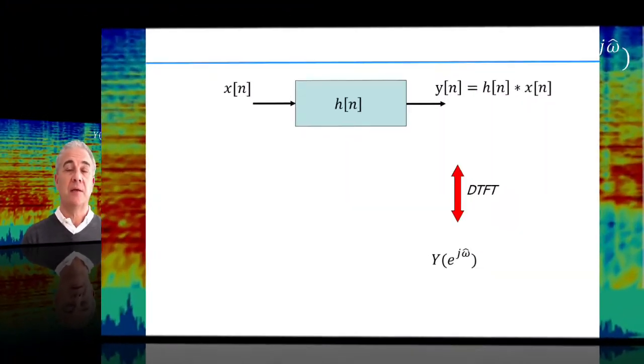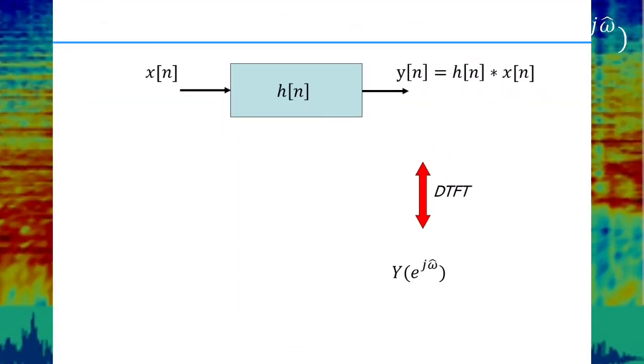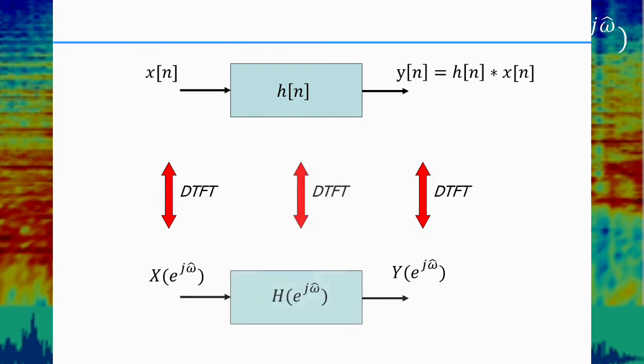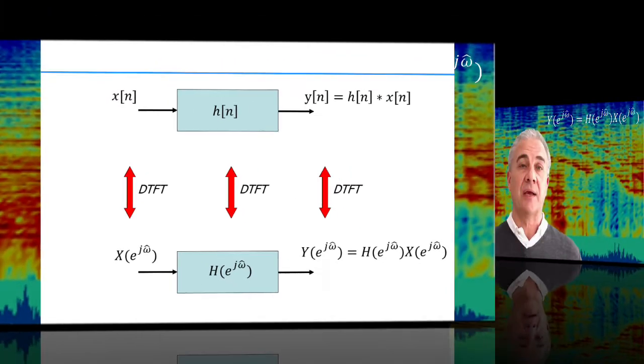Let me say that again in normal language. The DTFT of the output signal is the product of the DTFT of the input signal and the DTFT of the system's impulse response, that is, its frequency response. Or even more simply, we can calculate a time domain convolution in the frequency domain as a product of DTFTs, and that is the equation of the week.